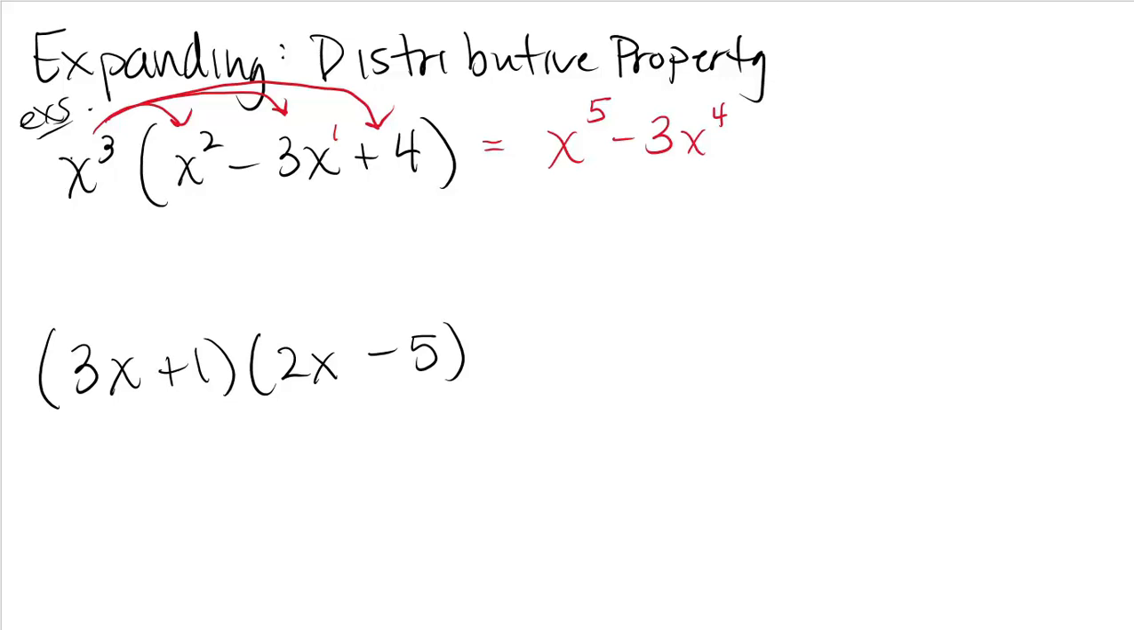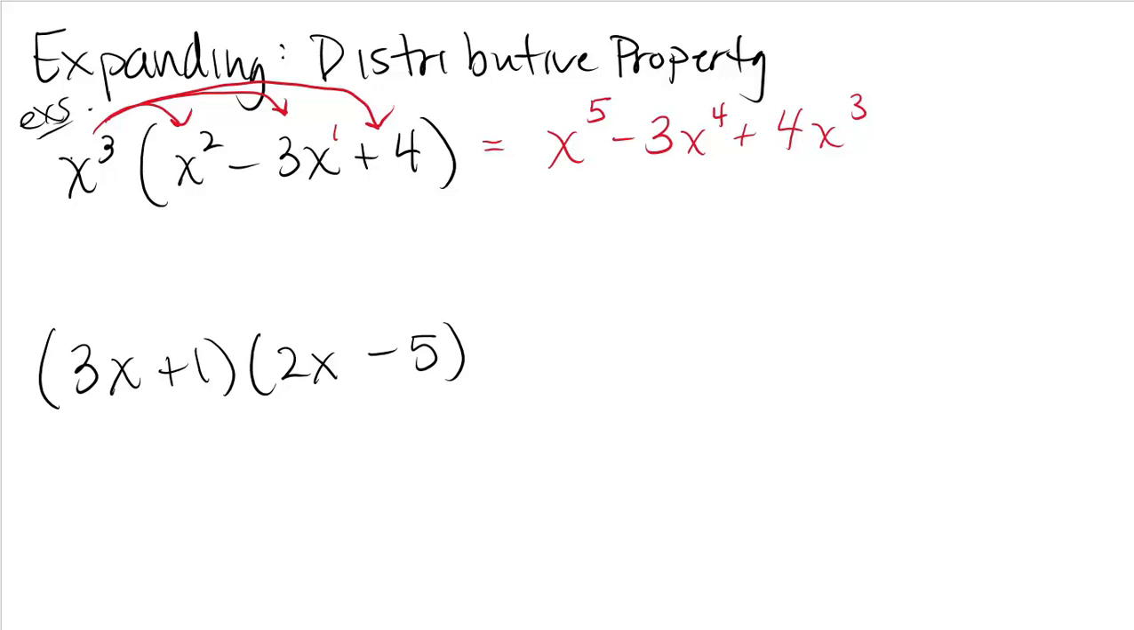When we take x cubed times 4, we take the implied coefficient of 1 times 4, which is 4, and then the x cubed gets tacked onto the end, and we've now expanded that product. What was once written as a product is now written as a sum of terms.